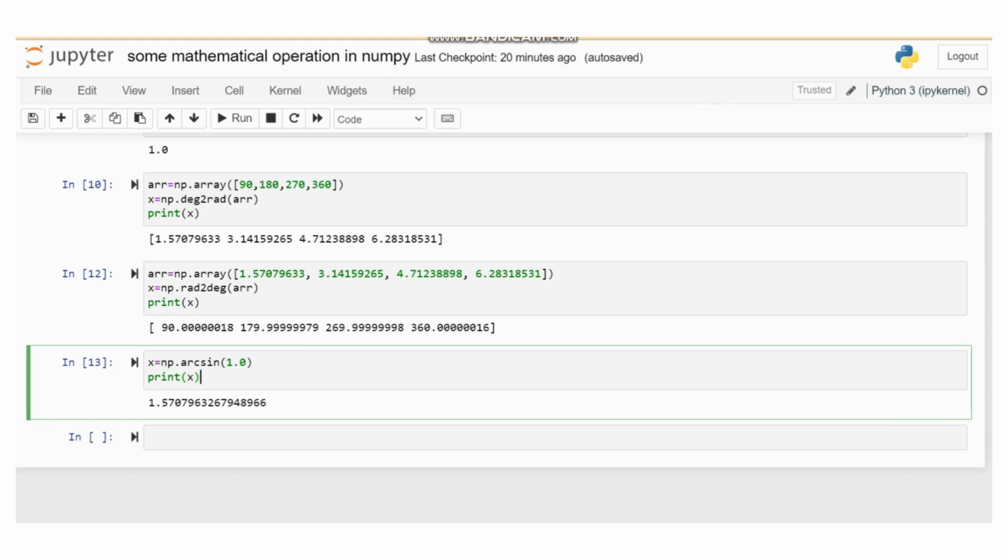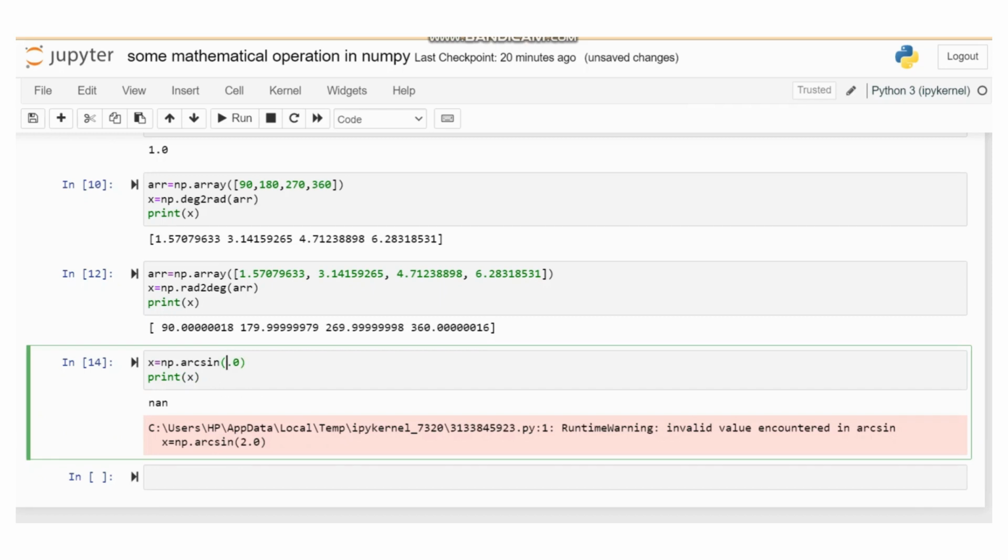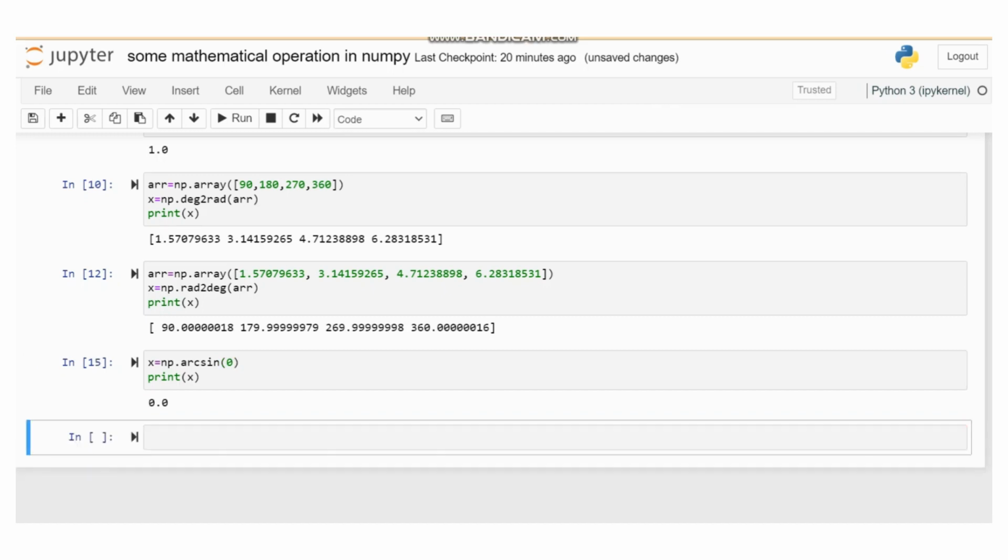There are arcsin, arctan, arccos, arccosec and arcsec. Suppose I calculate the angle for a 0 value: the angle of 0, and sin 0 is 0. You can also calculate the values of other functions in NumPy.